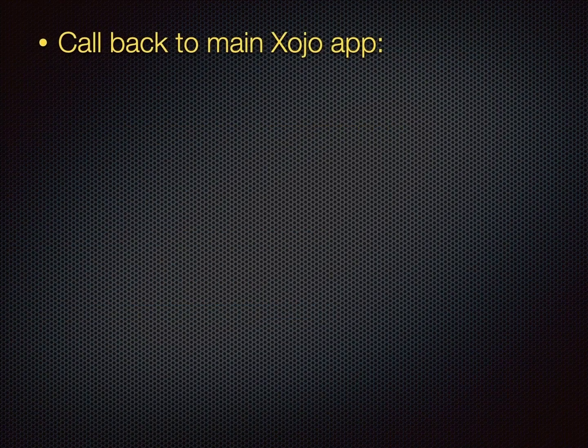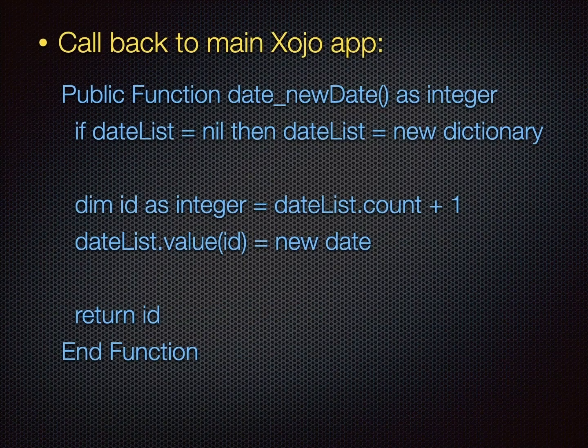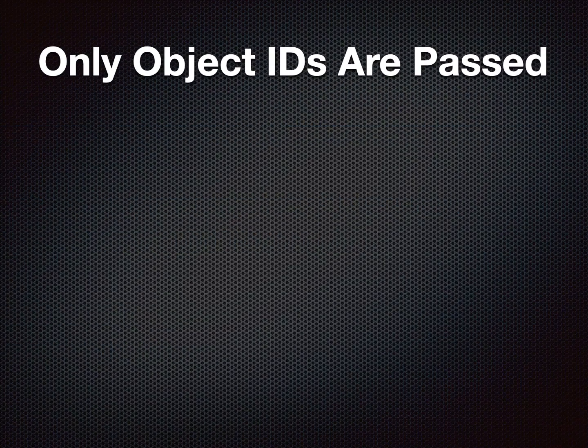So here's the function that does that. This is Date_NewDate. It's actually creating a dictionary if a dictionary doesn't already exist. It just increments an integer as the actual ID and assigns it a new date, and then it returns the ID. It doesn't return the date, it returns the ID, right? So again, each object you create in the script is going to have a different ID that we can look back up in the main program. So this worked great, okay?